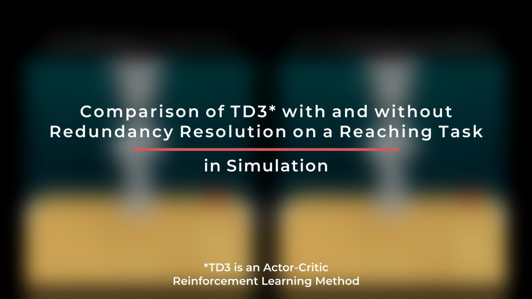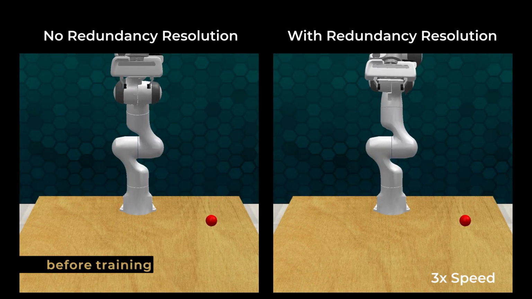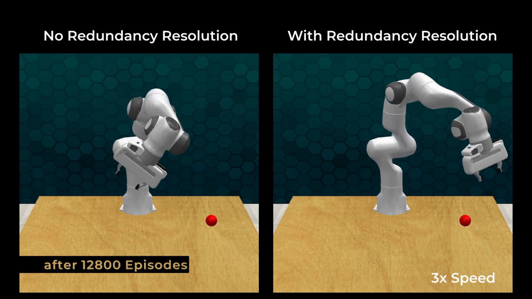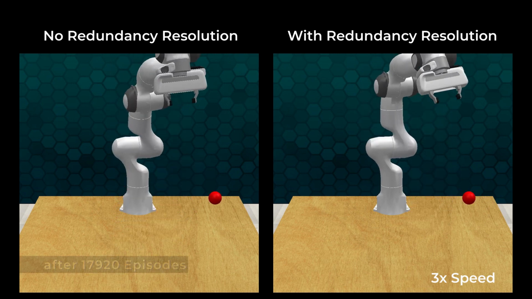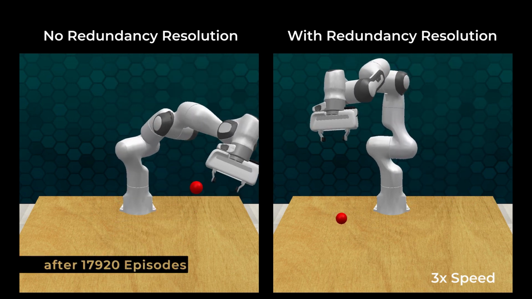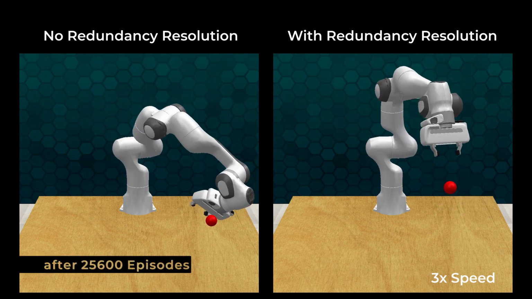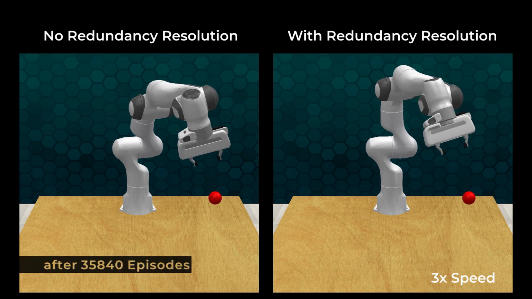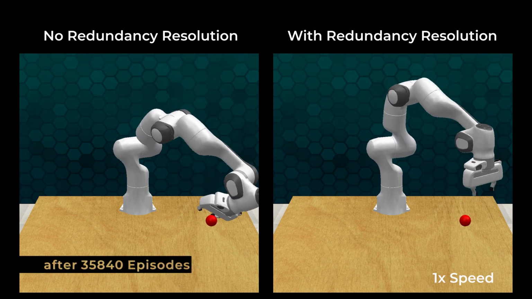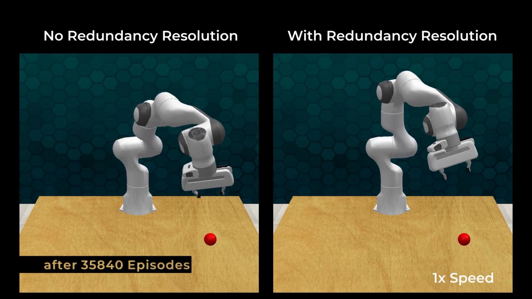Okay, let's take a look at the training results. Here, TD3 with and without redundancy resolution with respect to a reference position on a reaching task. After 36,000 episodes, both agents have successfully learned the task. However, the one without redundancy resolution has a significantly more skewed gripper position.